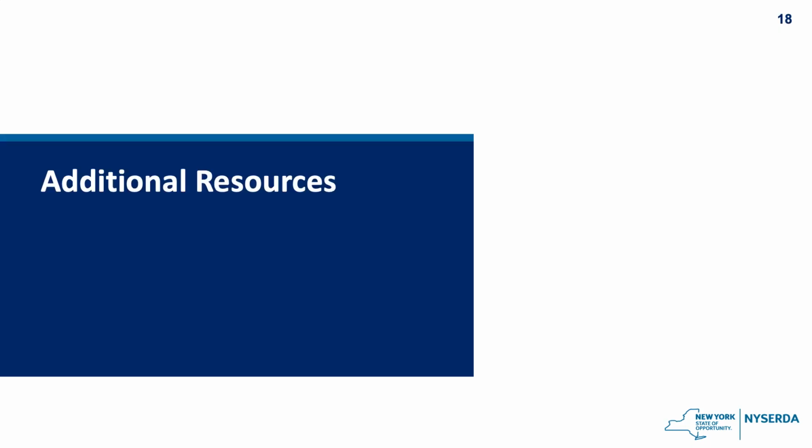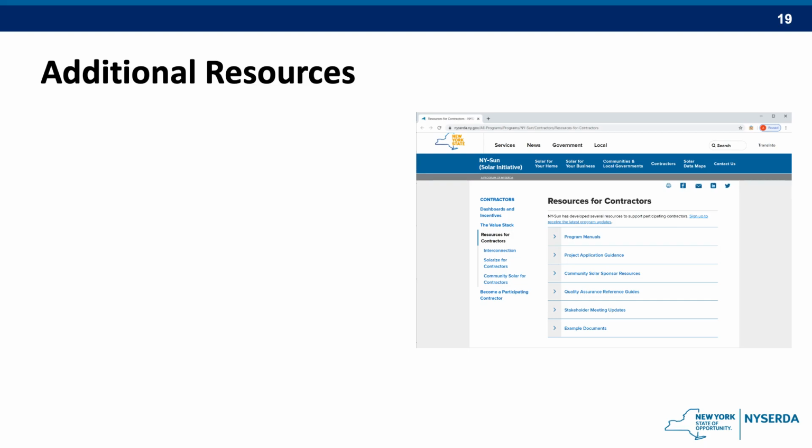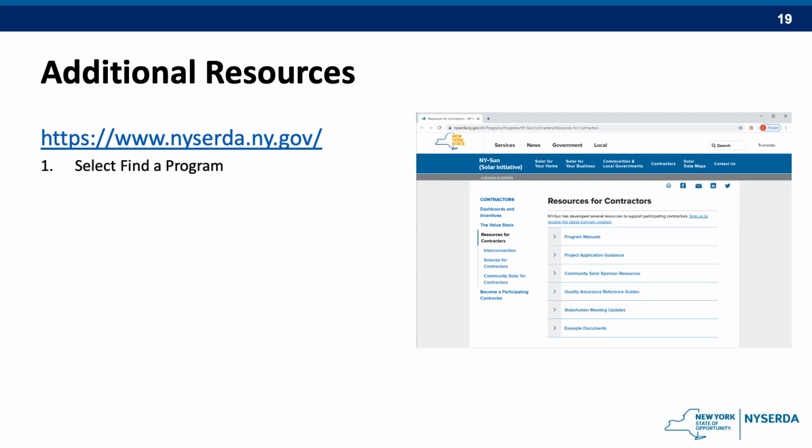Additional resources. There are additional resources available on the NYSERDA website which can be accessed using the URL listed here. From this website, you will need to navigate to the Resources for Contractors page by selecting a Find a Program link, scrolling to the applicable program and clicking on that link.